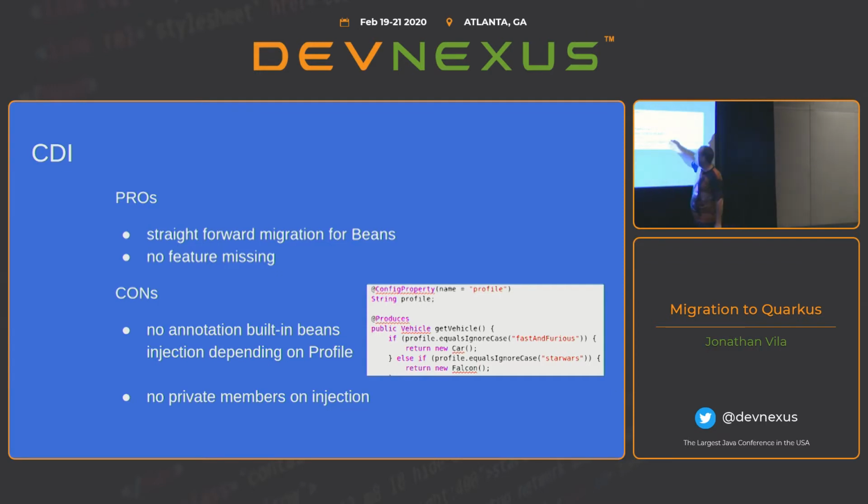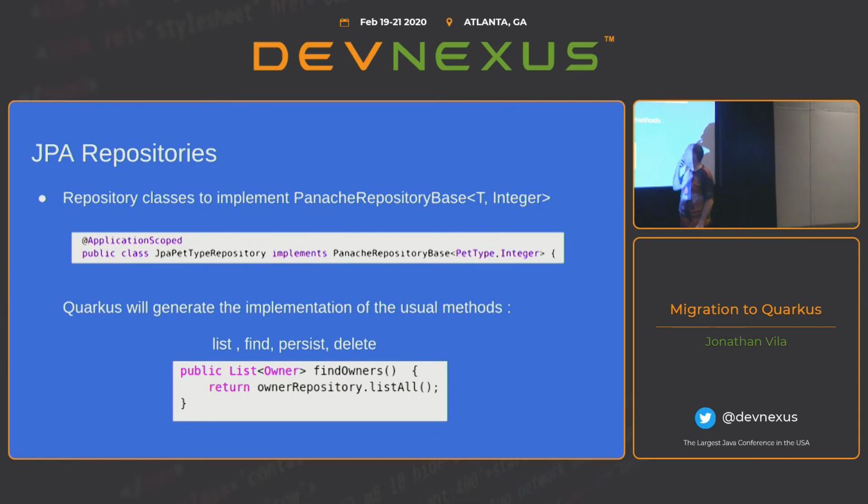So in this case, you can see that if the profile is whatever, Fast and Furious, then we return the implementation that we want. If it's another thing, we return another implementation. So we are, in fact, returning the bean that we want, but we don't have an annotation for that. And for the injection, all the members have to be at least package private. We cannot have private members in order to be injected.